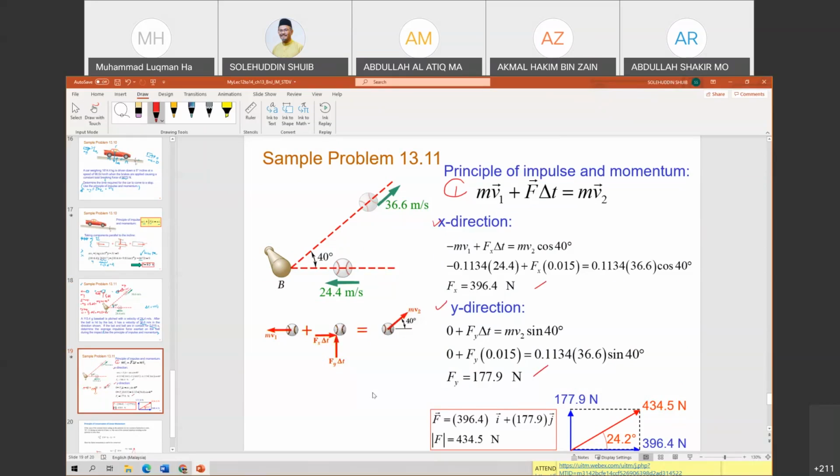in vector form, and then the magnitude of it you get is 434.5, and then this is how you draw the diagram of it. The inverse tangent of y over x is 24.2, and then you get the magnitude of it is 434.5. Okay, this is about the principle of impulse and momentum.